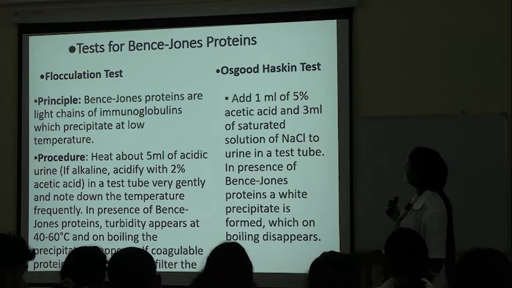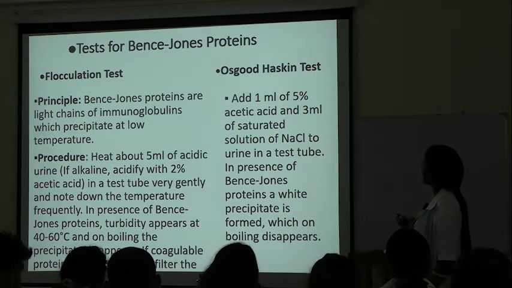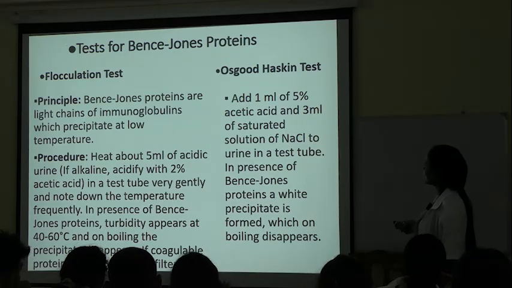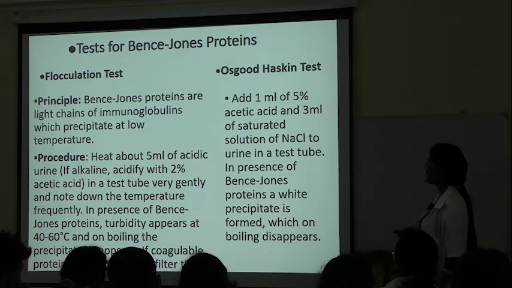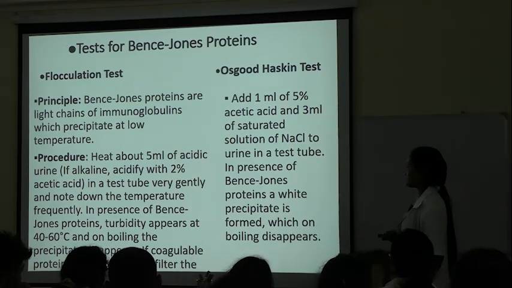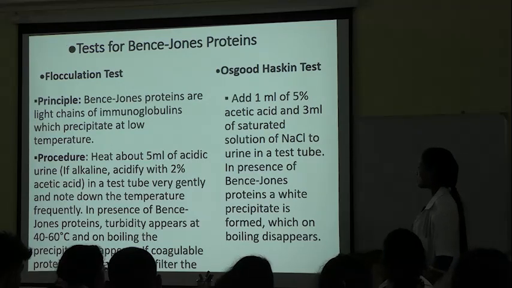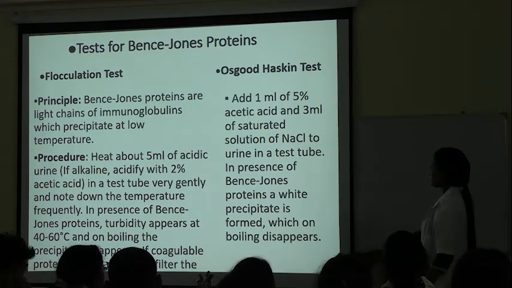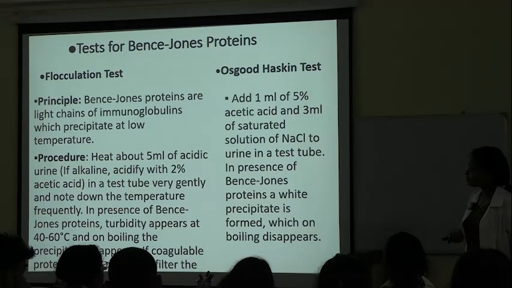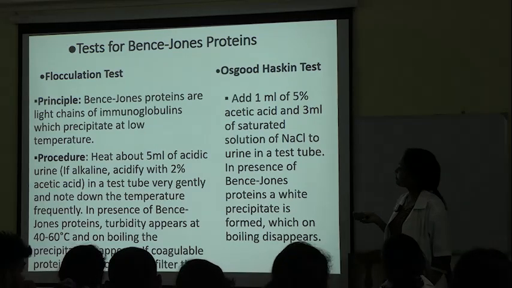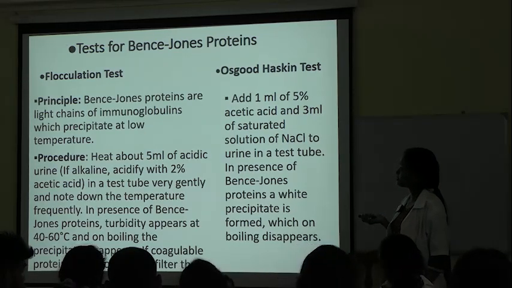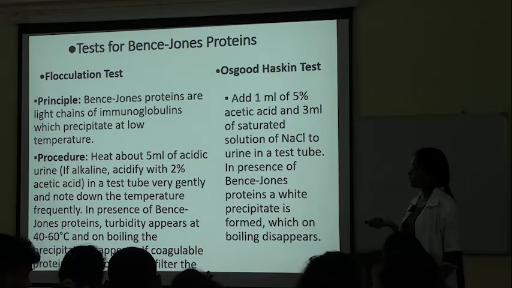And another is the Osgood-Hankin test. Add 1 ml of 5% acetic acid and 3 ml of saturated solution of NaCl to urine in a test tube. In presence of Bence-Jones protein, a white precipitate is formed which on boiling disappears. So here I mentioned if the sample is not acidic, if it is alkaline.